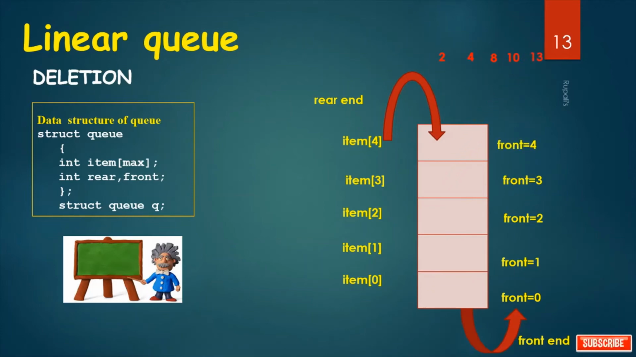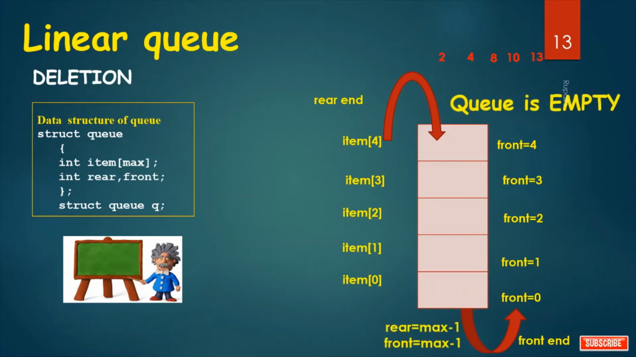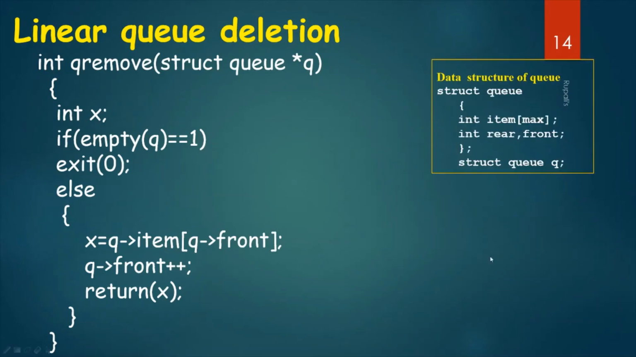Now the queue is empty. When the queue is empty, we can say that it is impossible to delete further. So see the code. So queue function.